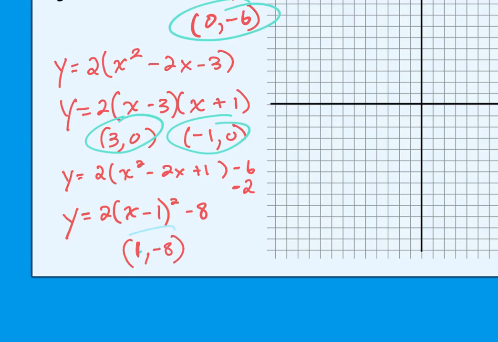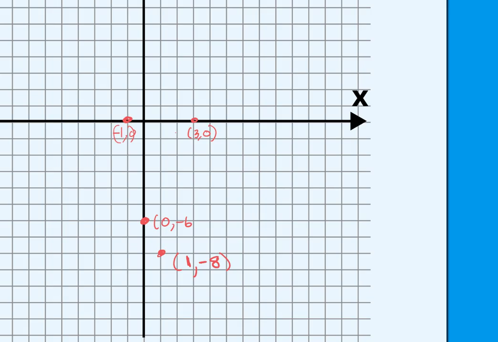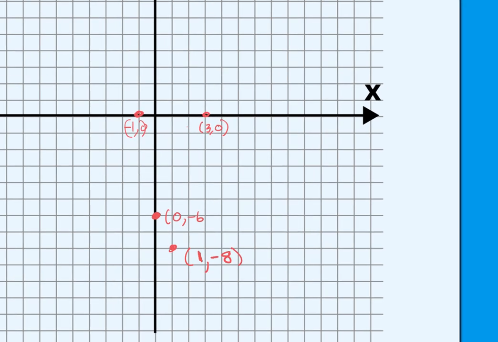So now I have 4 points. 0, negative 6, 3, 0, negative 1, 0, and 1, negative 8. And I'm going to go ahead and graph those. Okay, so we have these points. Negative 1, 0, 0, negative 6, 1, negative 8, 3, 0. Okay? And what we're going to do is connect these points and draw a nice, beautiful parabola, just like that. Wow, I'm such a great artist.